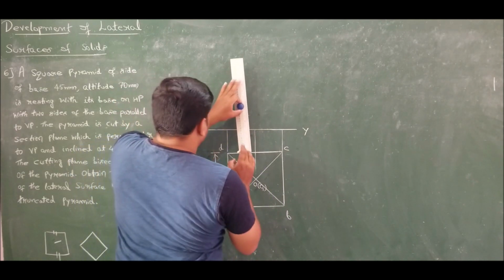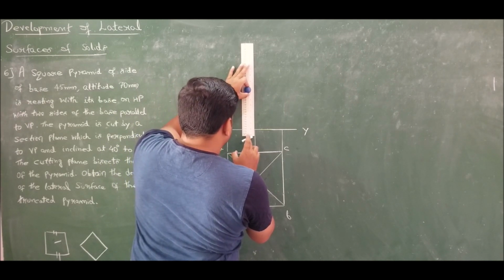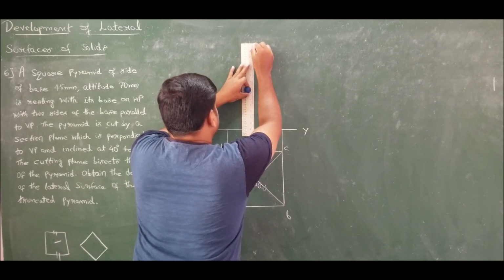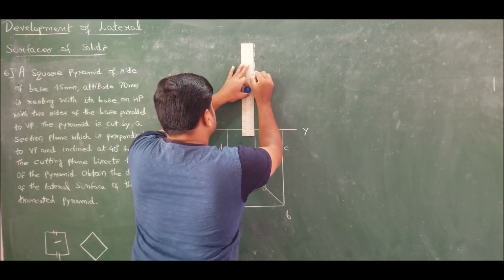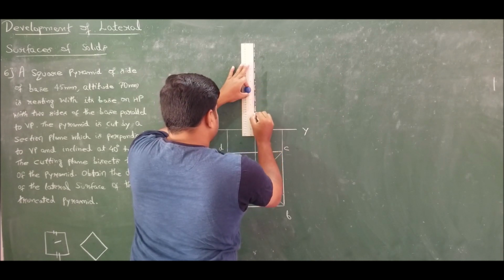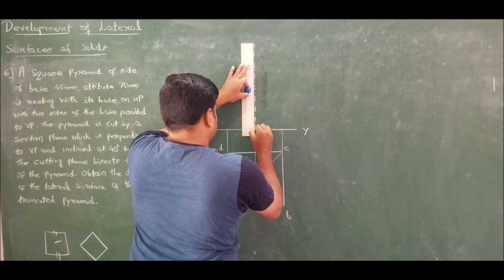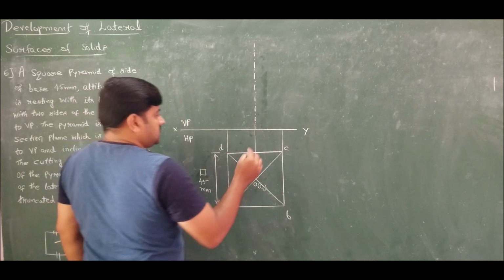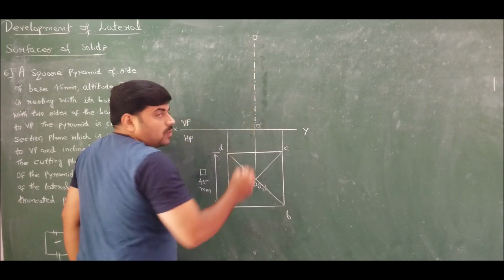Height is specified as 70 mm. So draw 70 mm as the altitude. Mark it for the axis. So this is the axis, which is specified as 70 mm. Drawn 70 mm axis, this will become O1 dash and this will be O dash.